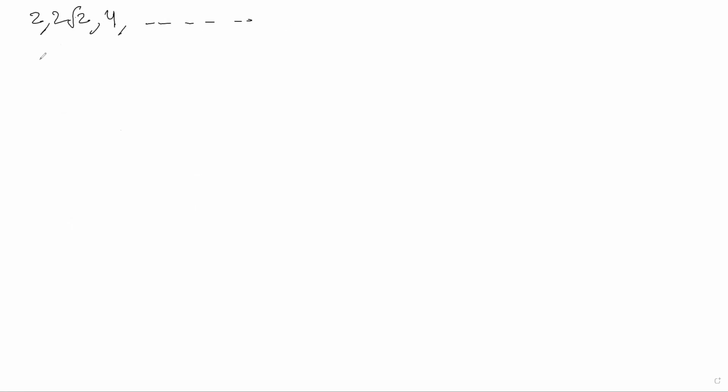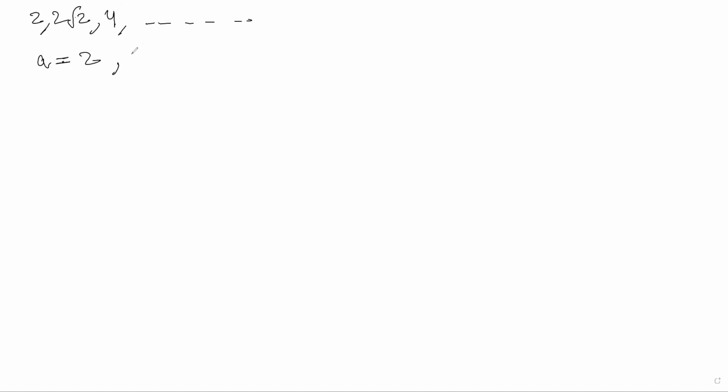Sir, I'm getting it like root 2. Yes, so it is a GP. First check: if you divide 2 root 2 by 2, you will get root 2. If you divide 4 by 2 root 2, you will again get root 2. So this is a GP. First of all, we need to get confirmation. We can't directly assume anything. We don't assume anything in maths. We always try to find out, we always try to prove whatever we are going to do. Okay, so this is a GP.